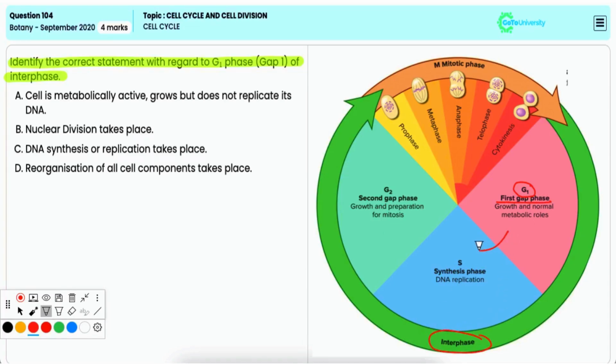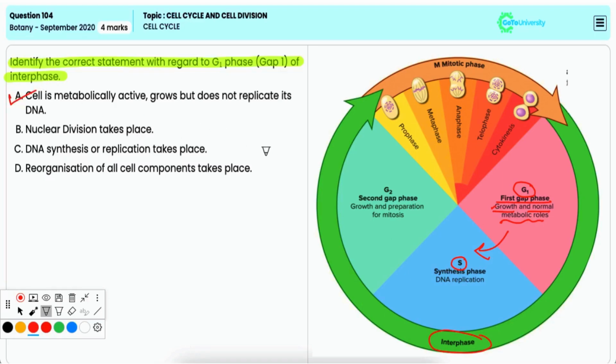is the S phase. So in G1 phase, the cell prepares for DNA replication but does not actually replicate its DNA. Instead, it synthesizes proteins, increases in size, and accumulates energy reserves in preparation for DNA synthesis in the subsequent S phase. That is, the cell is metabolically very active. Hence, it is the correct option.